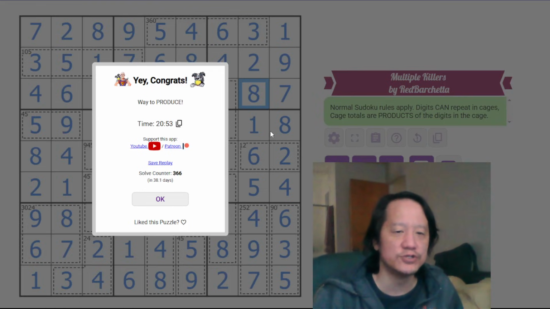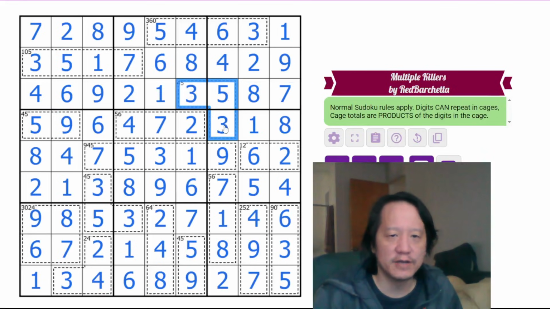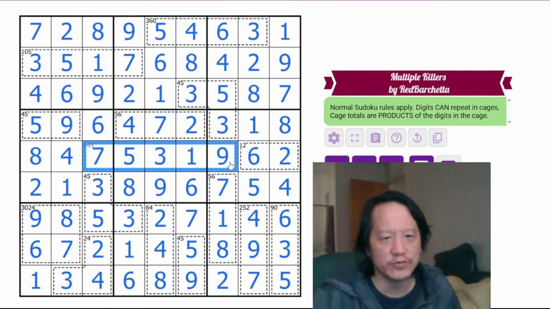Nice way to produce that. Yep, I mean, not too bad. These are multiplicative, so I'm not as used to them. But, you know, you just have to do basic multiplication here to understand this.